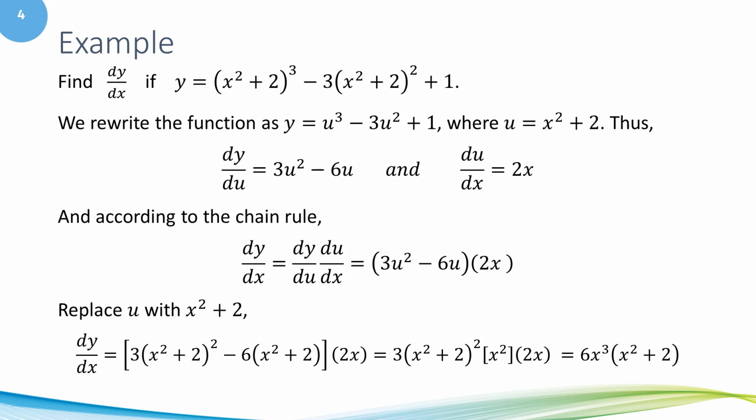And we can use the chain rule for that one. So we have dy/dx is 3u squared minus 6u times 2x. Don't forget to replace u back with x squared plus 2. So we will have dy/dx as something like that.